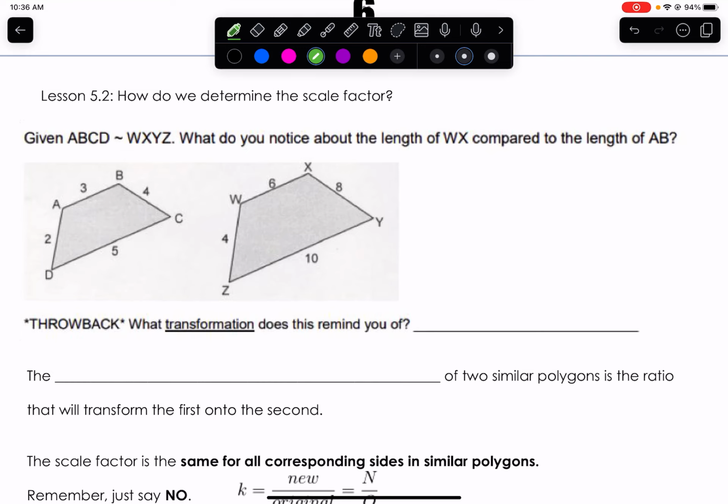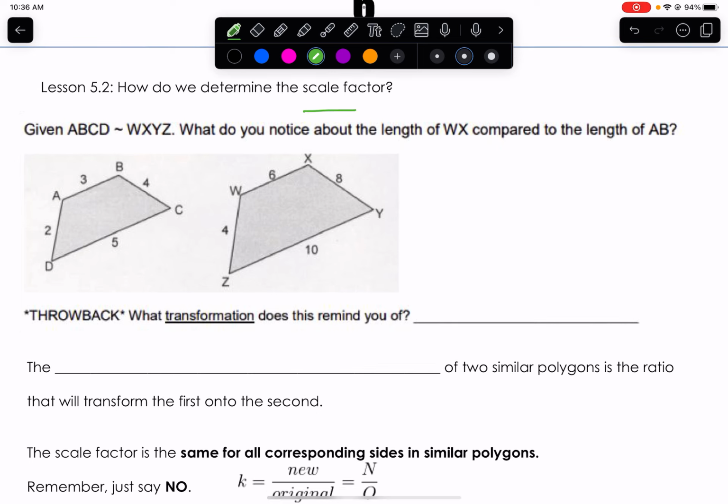In this lesson, we're going to look at some more similar figures and talk about what we call scale factor. If we're looking at these two trapezoids, and I tell you they're similar, if I ask you to compare WX and AB, what do you notice? Well, WX is 6 and AB is 3, so how do you transform AB to 6? You could add 3, or you could multiply by 2.